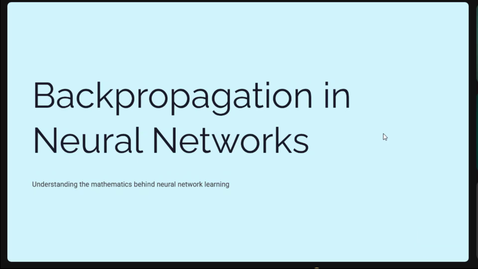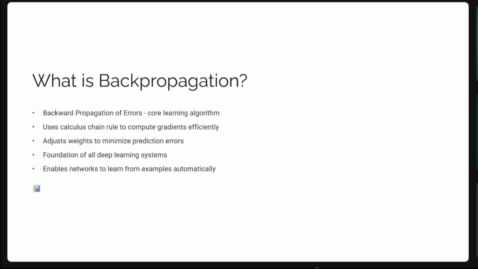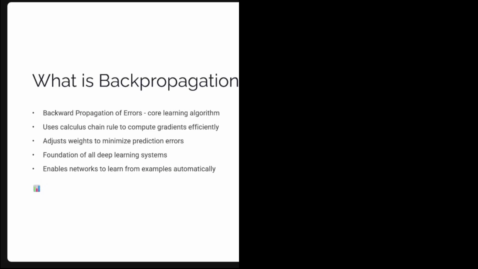Backpropagation in neural networks. Backpropagation in a neural network is defined as a mathematical process that allows machines to learn from their mistakes. What is backpropagation? When you make a mistake on a test, you can go back and figure out where you went wrong. Backpropagation does the same thing for computers. It uses the chain rule to do so. It automatically adjusts the network's internal parameters, which helps the network make better predictions the next time.